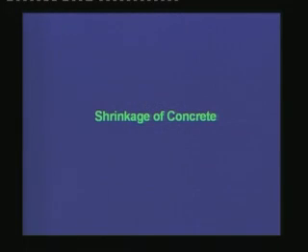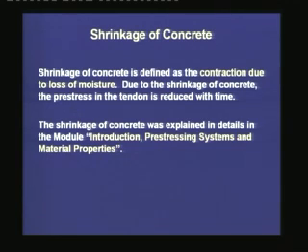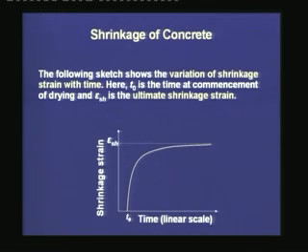Next, we are moving on to the second long-term loss, which is due to the shrinkage of concrete. The shrinkage of concrete is defined as the contraction due to loss of moisture. Due to the shrinkage of concrete, the prestress in the tendon is reduced with time. The shrinkage of concrete was explained in detail in the module Introduction, Prestressing Systems and Material Properties. Here, we shall just summarize the shrinkage strain and how to estimate it.